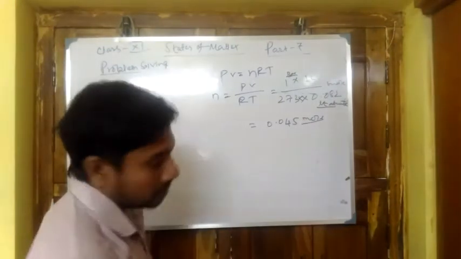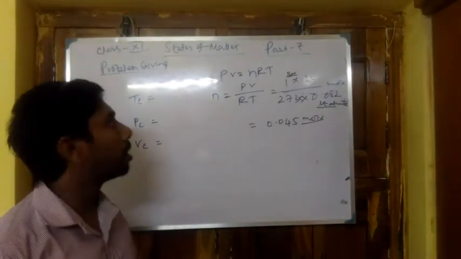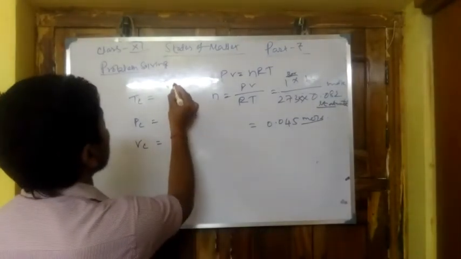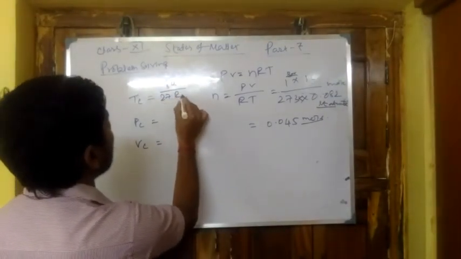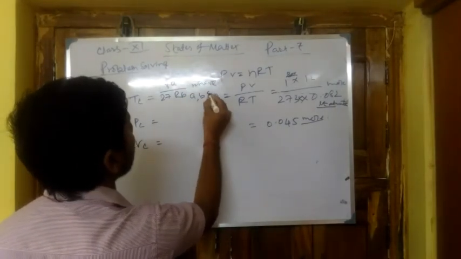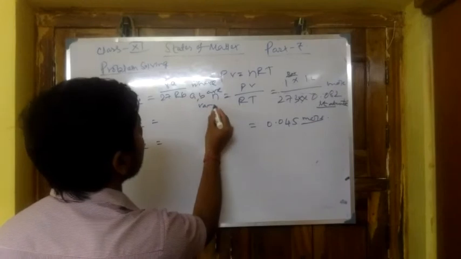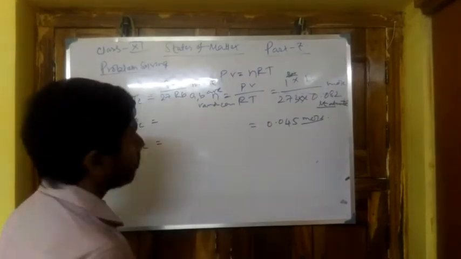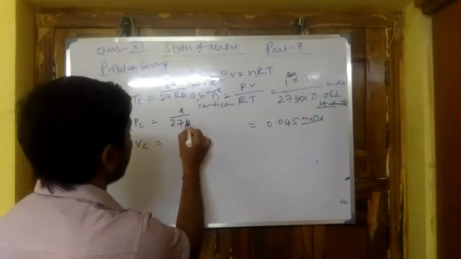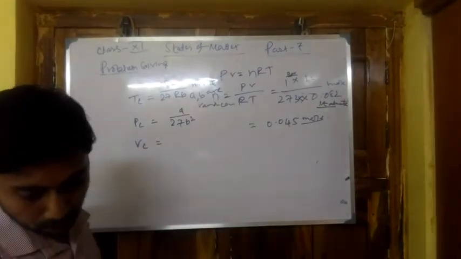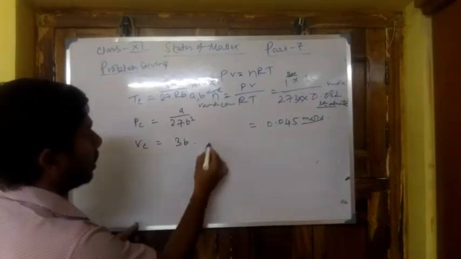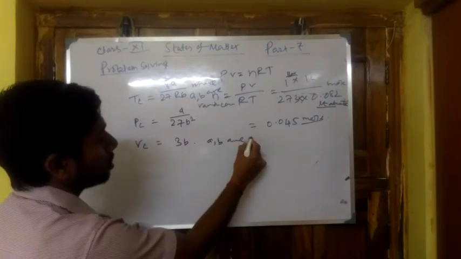So here we have to remember only the numeric data, that is Tc equal to 8a by 27Rb, where a and b are van der Waals constants. Pc is equal to a by 27b square, and Vc equal to 3b. Here a and b are van der Waals constants.